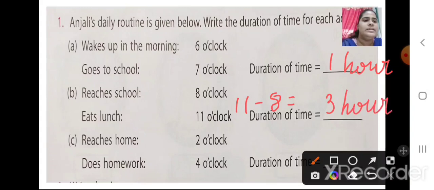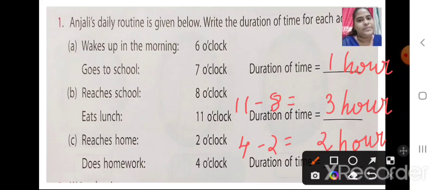Right here 3 hours. Last one is reaches home at 2 o'clock and does homework at 4 o'clock. Okay, so 4 o'clock minus 2 o'clock is equal to 2 hours, correct? We can write here 2 hours. This is how we can find the duration of time. Okay, write down, children, all the answers.